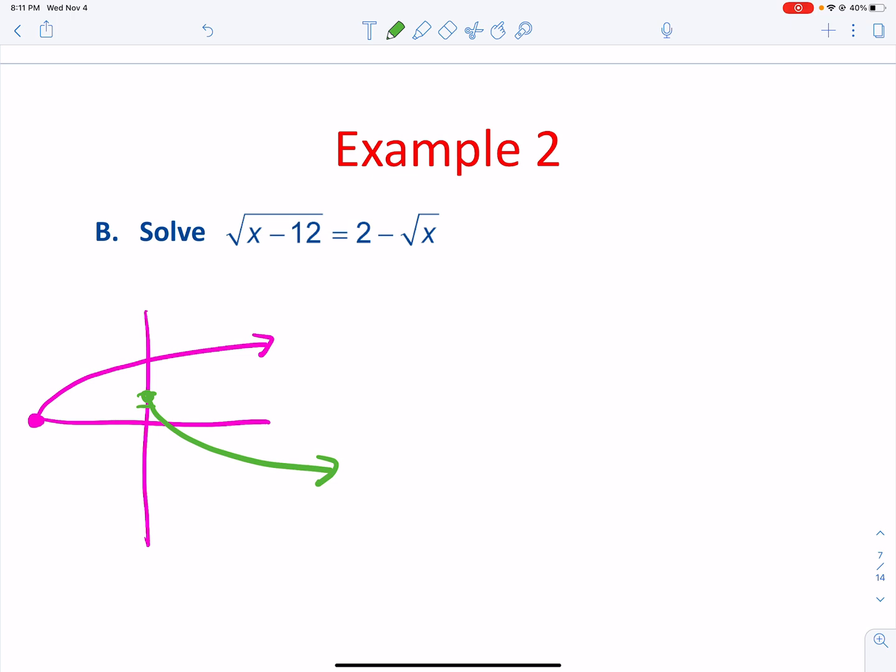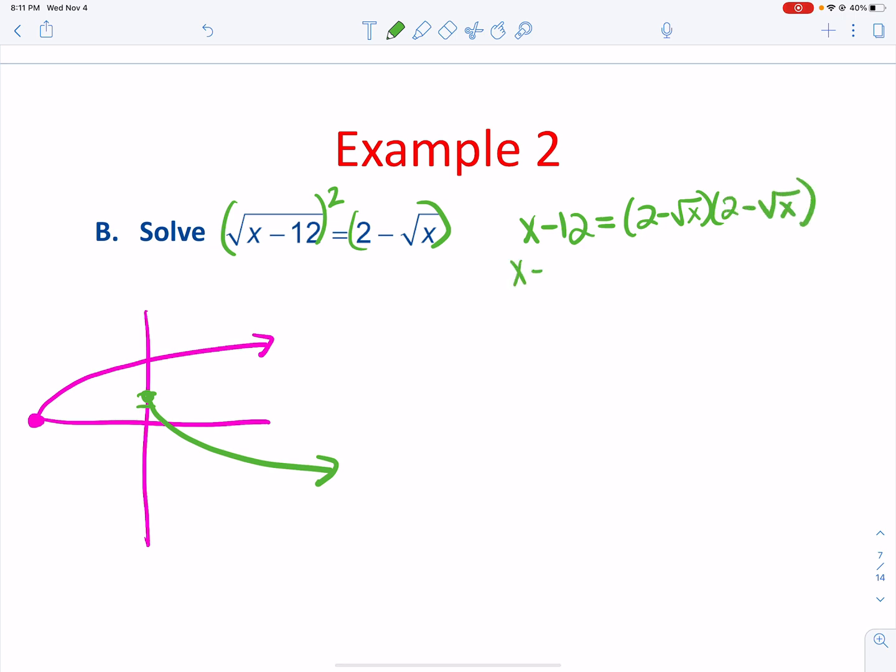So either way, how do you get rid of square rooting? You square. So the left side becomes x minus 12, but we've been doing this all semester. The right side, you're going to have to FOIL this. So you end up getting 4 minus 2 root x minus 2 root x plus the square root of x squared. So wouldn't that just be x?